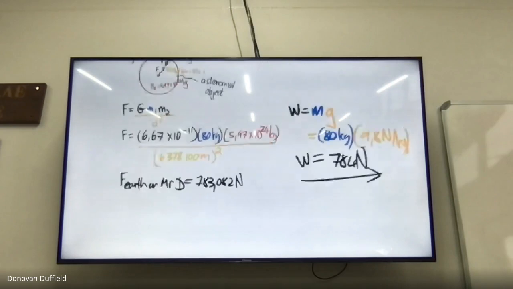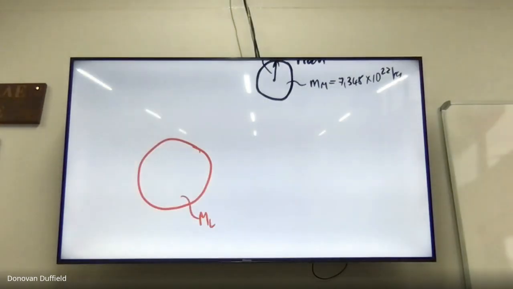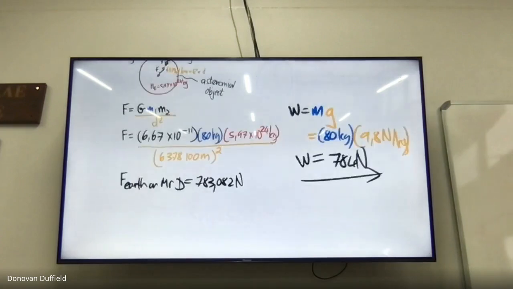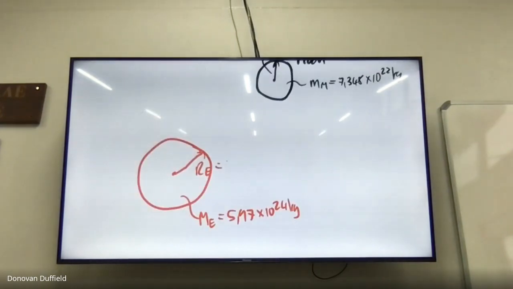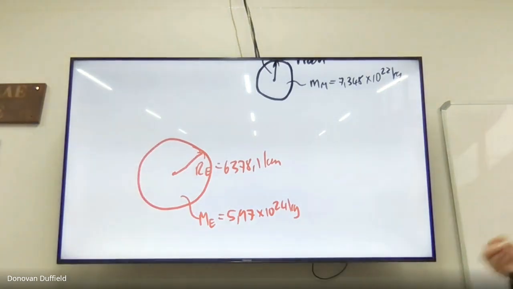Okay, then if we look at the Earth, we've got the mass of the Earth. We said the mass of the Earth is 5,97 times 10 to the 24 kilograms. The radius of the Earth is 6378,1 kilometers. Can someone tell me what the distance is between the moon and the Earth? The average distance.